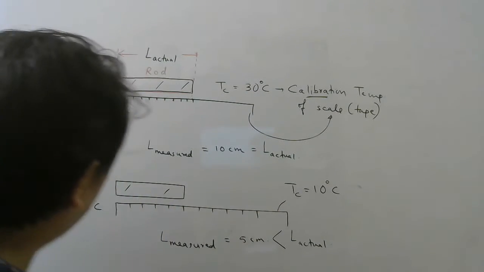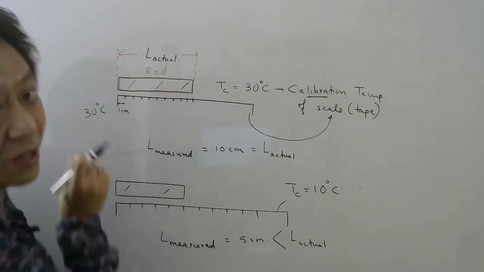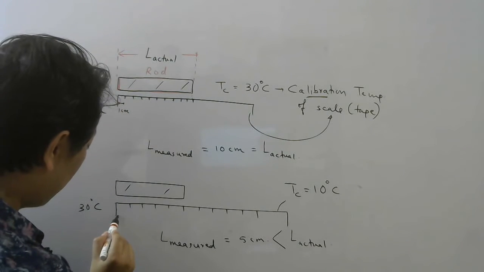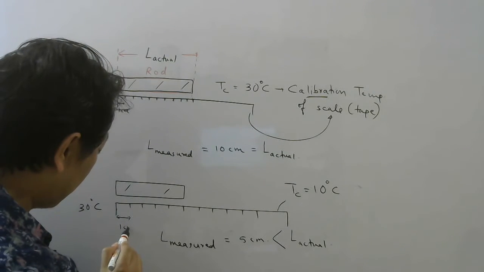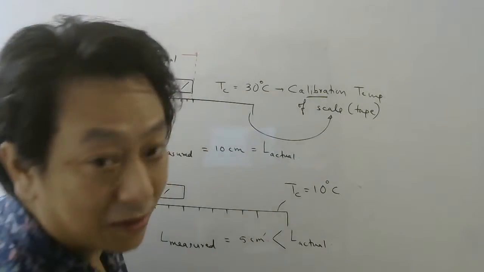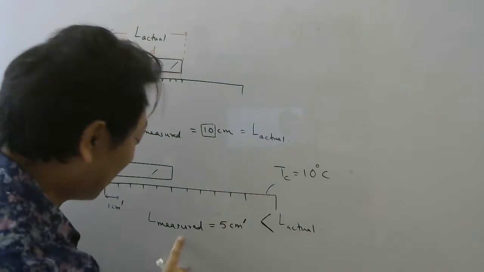Well, it's quite simple. If you see carefully, this 1 centimeter is not same as this 1 centimeter, right? This 1 centimeter is the actual 1 centimeter. So let us call this 1 centimeter dash. So this should have been 5 centimeter dash. Now how do we relate the actual length of the rod with the measured length of the rod?